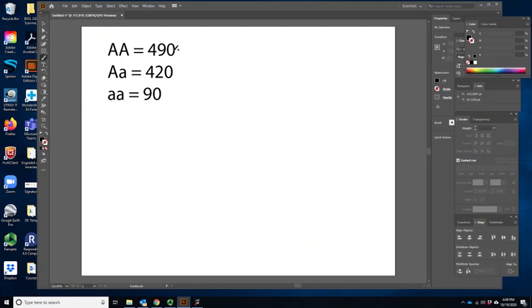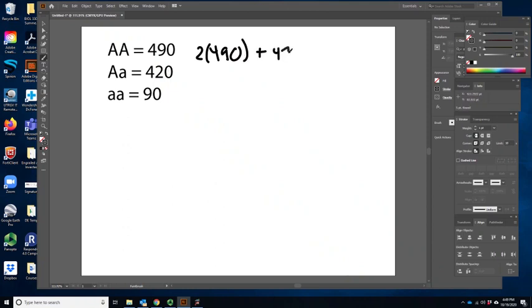So we have 490 individuals that have 2 copies of the big A allele. So we would do 2 times 490. We're just doing a raw allele count. And then we have 420 individuals that have 1 copy of that big A allele. So we're going to add in 420. Okay, so this is 980, right, if I've done my math right, plus 420, which is 1,400. You can double check my math. Pretty sure that's right. So we have 1,400 big A alleles.